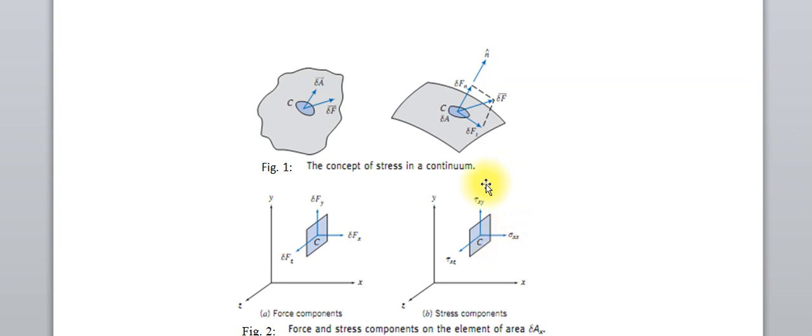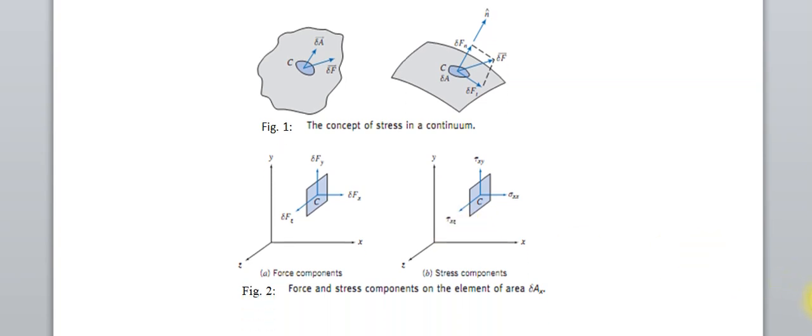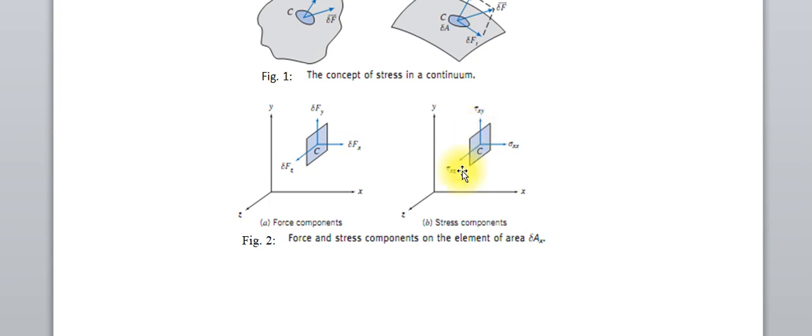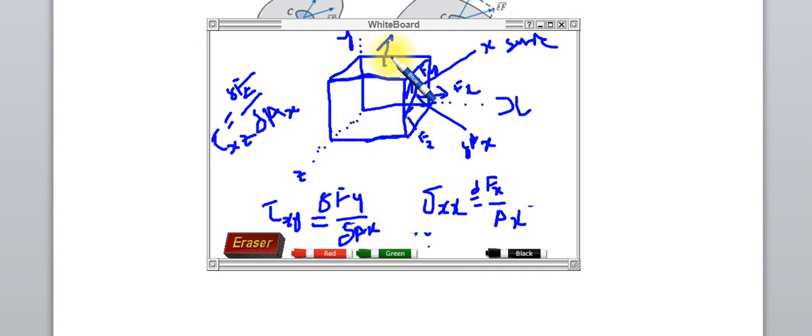Look at this one. On the x plane, you will have these three stresses: sigma xx, tau xy, and tau xz. Similarly, for the y plane, this will be sigma yy, and this will be tau yx, y plane in x direction, and tau yz, y plane in z direction. And similarly for the z plane, because there are three perpendicular surfaces, one, two, three.